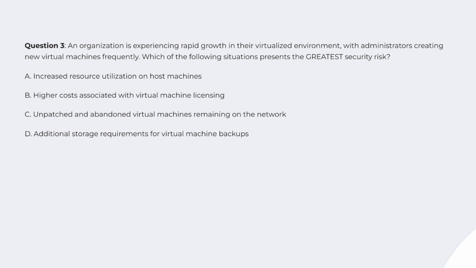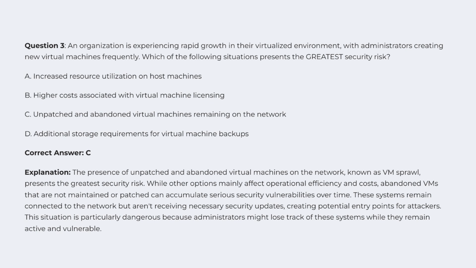Correct answer, C. Explanation. The presence of unpatched and abandoned virtual machines on the network, known as VM sprawl, presents the greatest security risk. While other options mainly affect operational efficiency and costs, abandoned VMs that are not maintained or patched can accumulate serious security vulnerabilities over time. These systems remain connected to the network but aren't receiving necessary security updates, creating potential entry points for attackers. This situation is particularly dangerous because administrators might lose track of these systems while they remain active and vulnerable.